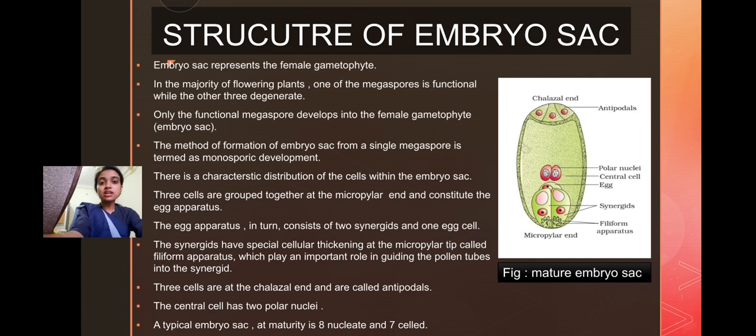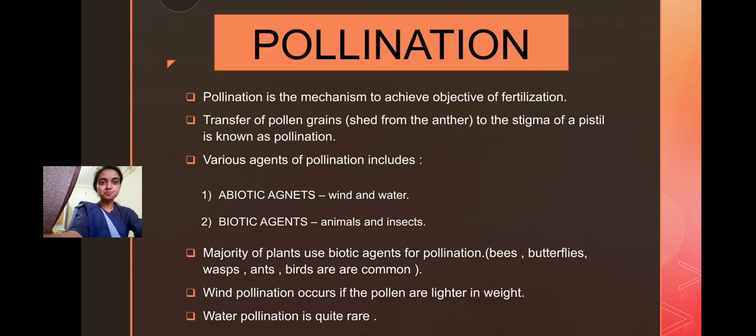Now, three cells are at the chalazal end and are called antipodals. They can be seen in the figure in the above part. The central cell has two polar nuclei, and a typical embryo sac at maturity is 8-nucleate and 7-celled, which means it consists of 8 nuclei and 7 cells.